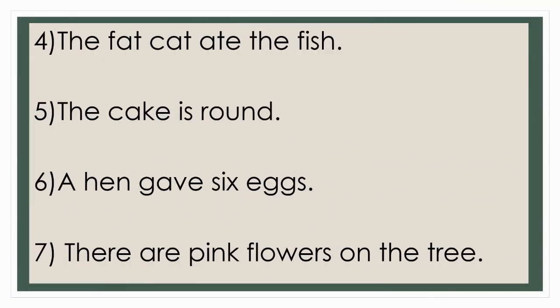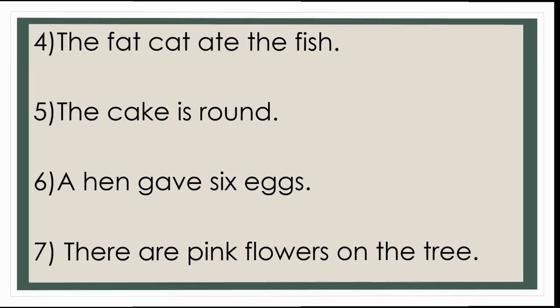The fourth sentence is: the fat cat ate the fish. Next sentence is: the cake is round. After that, a hen gave 6 eggs. And the last sentence is: there are pink flowers on the tree. You have to find out the adjectives from these sentences and underline them.